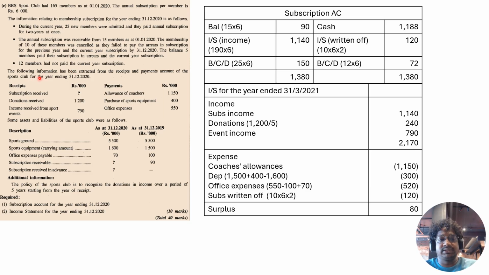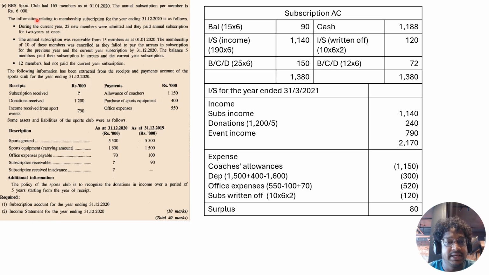And the following information, the receipts and payments given, and some assets and liabilities given as at opening date and the closing date. And the donation policies, so you have to identify donations in income over 5 years. And then they ask for the subscription account and the income statement, right?